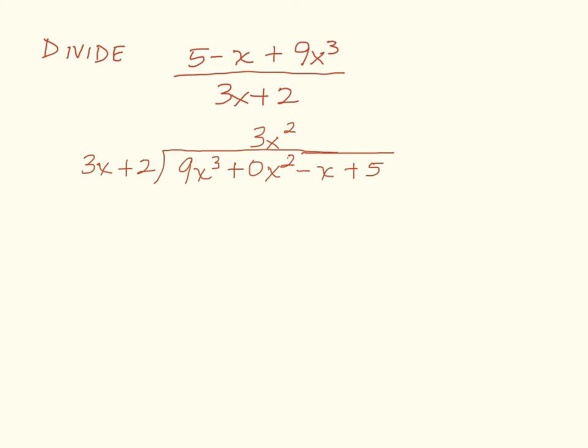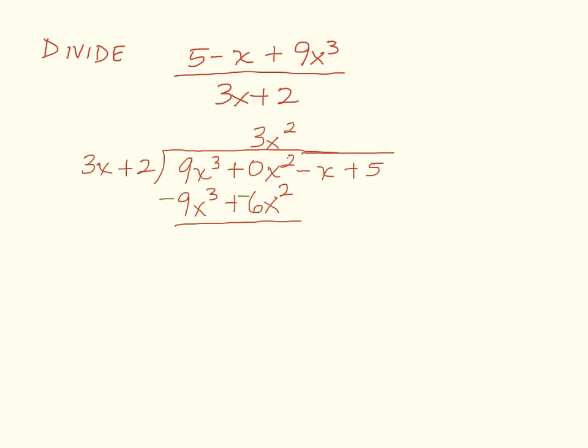So let's multiply. 3x squared times 2 gives you positive 6x squared. 3x squared times 3x is 9x to the third. Next step, subtract, which means change the sign of both of these terms. 9x cubed becomes negative. 6x squared becomes negative. Then we go ahead and combine.